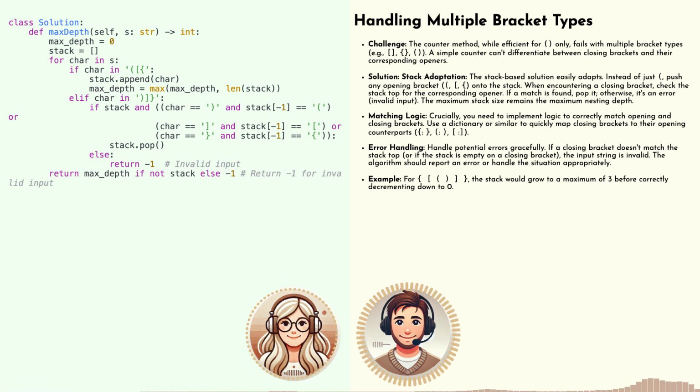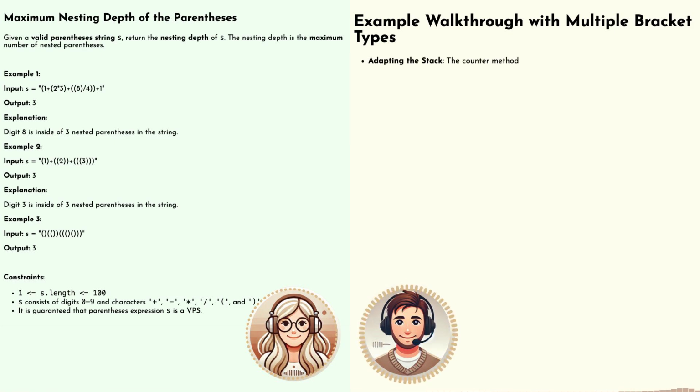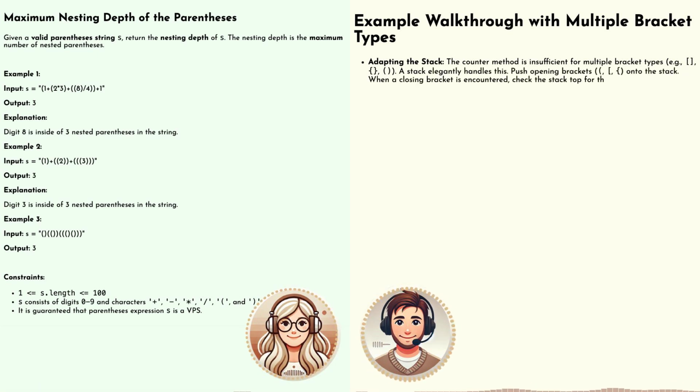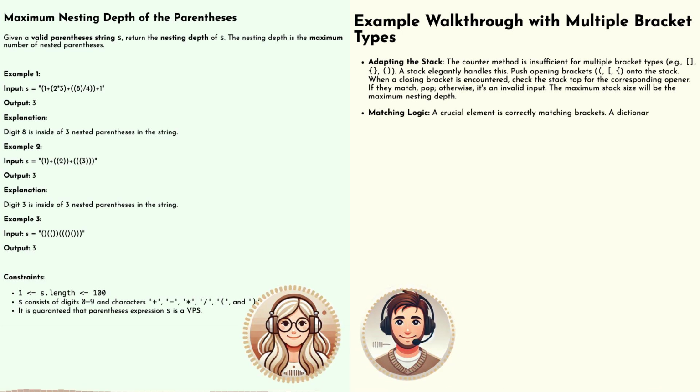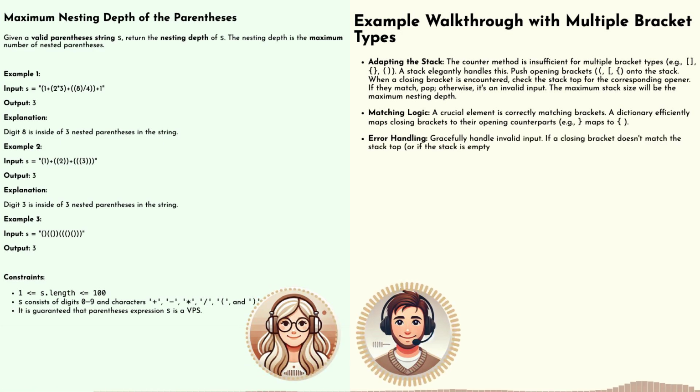That's a crucial addition. It's like we're adding a layer of type checking to our stack, making sure we're not mixing our brackets. Could you walk me through an example to see how this would work in practice? Absolutely. Let's say we have the string. Can you guess if it's valid or not just by looking at it? Let me see. It seems like it should be valid. All the brackets appear to have matching counterparts. All right, let's see how the stack handles it.